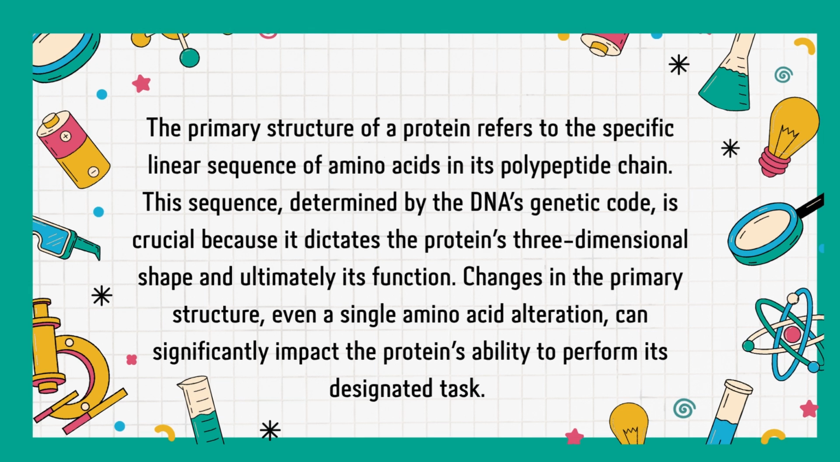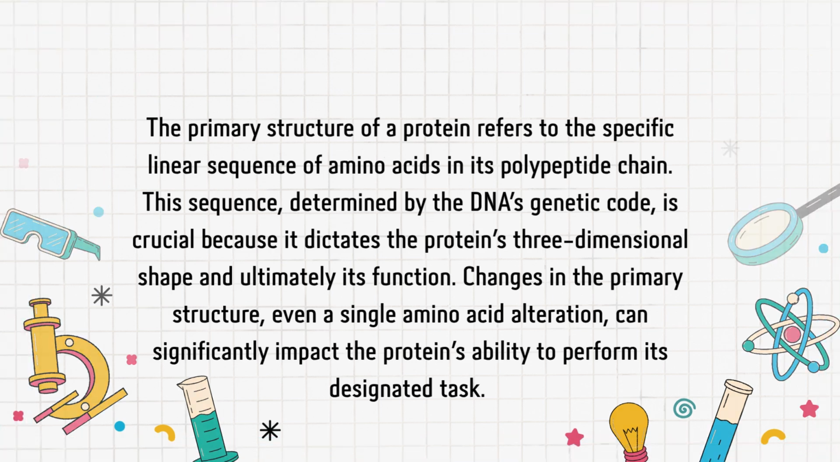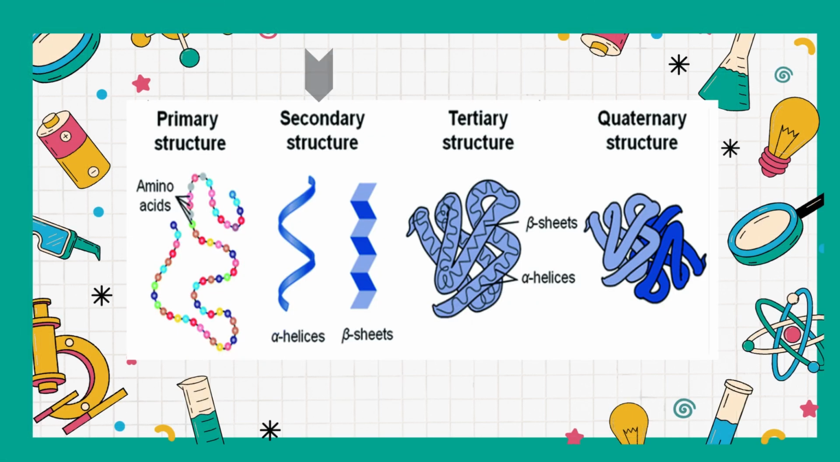Some examples of primary structure are insulin, which is a hormone whose primary structure is a linear sequence of 2 polypeptide chains. The first 6 amino acid chain in hemoglobin is also a linear primary structure. Next is the secondary structure of protein.